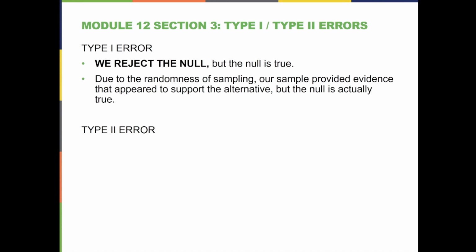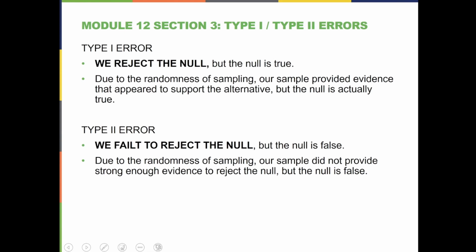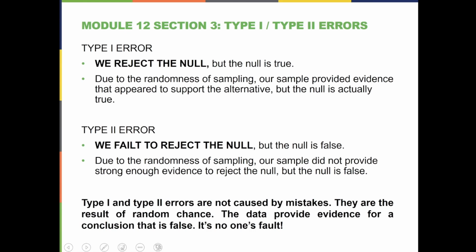A type 2 error begins when we fail to reject the null hypothesis. So a type 2 error can only be made if we fail to reject the null hypothesis, but it's an error because the null is false. So that means that our sample actually showed that we do not have strong evidence to reject the null, but the null is false.